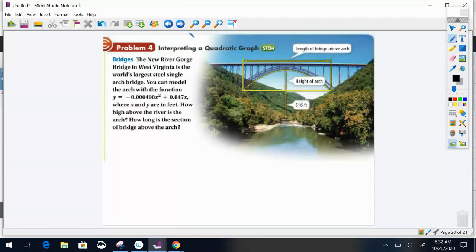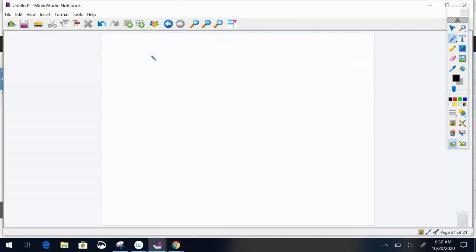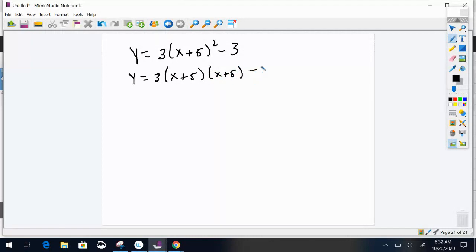Now, you're going to have a problem that asks you to go from vertex form to standard form. Okay, so say I give you a problem that looks like this. You have to remember how to FOIL from Algebra 1. So what does x plus 5 squared mean? We write it down twice. Okay, so now I have to FOIL, which means I need to multiply the first two terms together. Notice I'm not doing anything with this 3 on the outside yet.